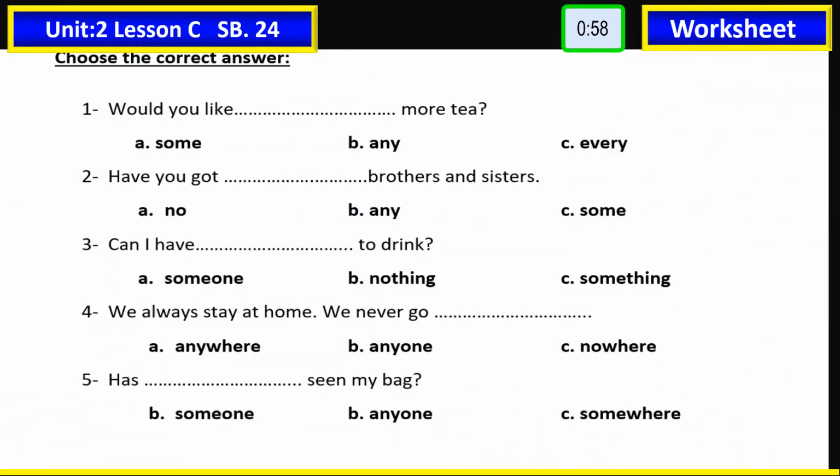Now it's time for practicing. I want you to choose the correct answer here. Pause the video, do this on your own, then come back to check your answers. Okay, done with this one? Let's check. We are going to choose the correct answer here.